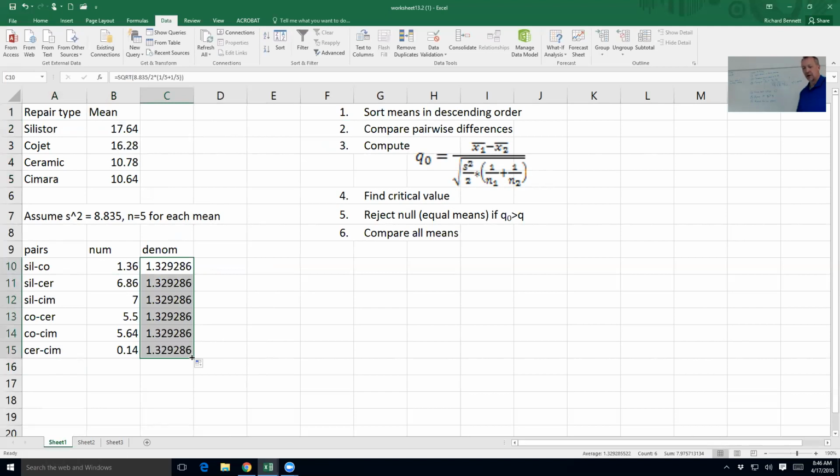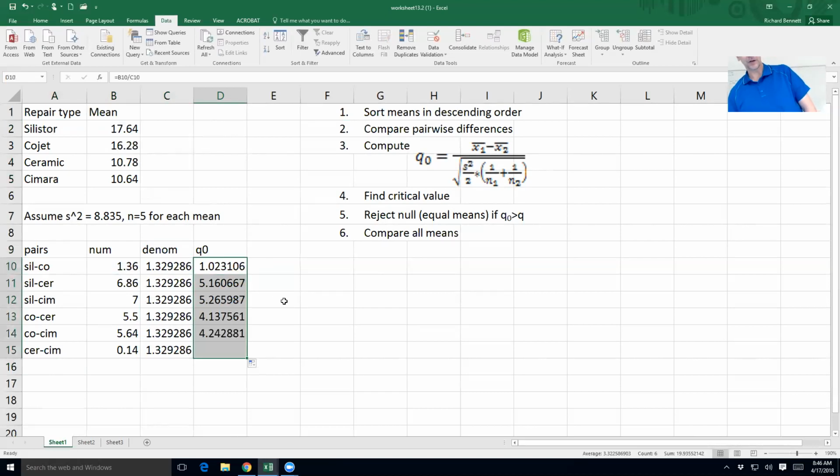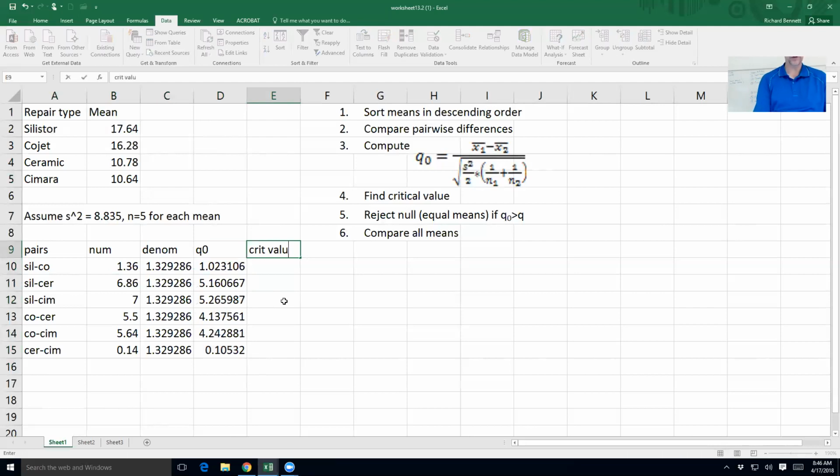Okay. So now we're going to find Q sub 0, which is simply your numerator divided by your denominator. So I'm going to copy that down. Now we need to find our critical value. Now, in this case, I'm going to have to give you a new table.